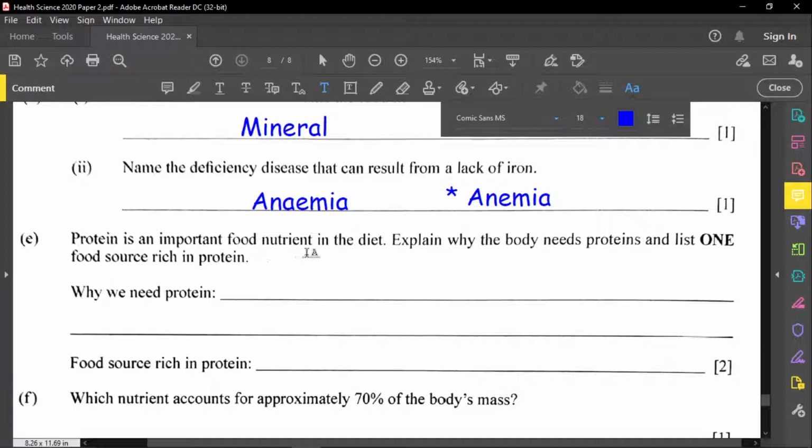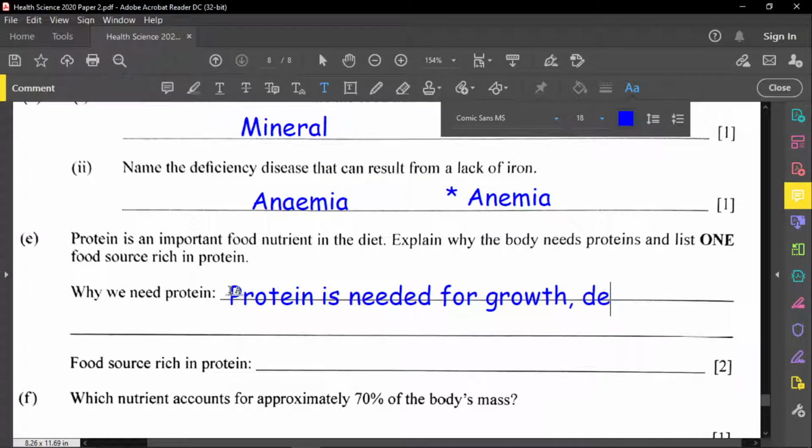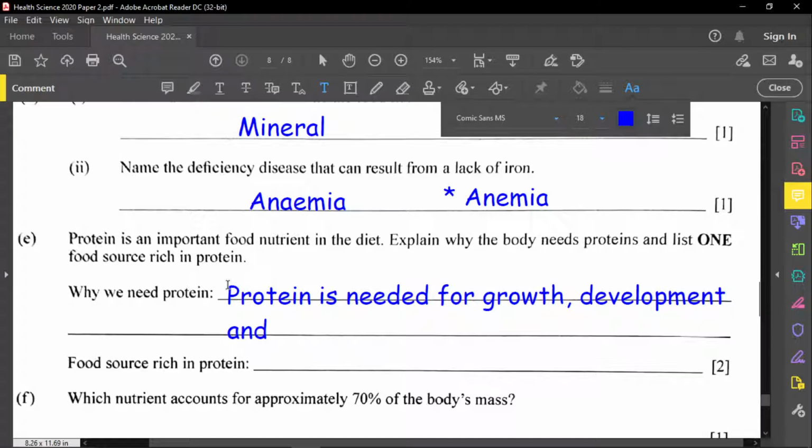And so part E is proteins. Protein is an important food nutrient in the diet. Explain why the body needs protein and list 1 food source rich in protein. Protein is needed for growth, development, and repair. Okay, just to make a note of that.